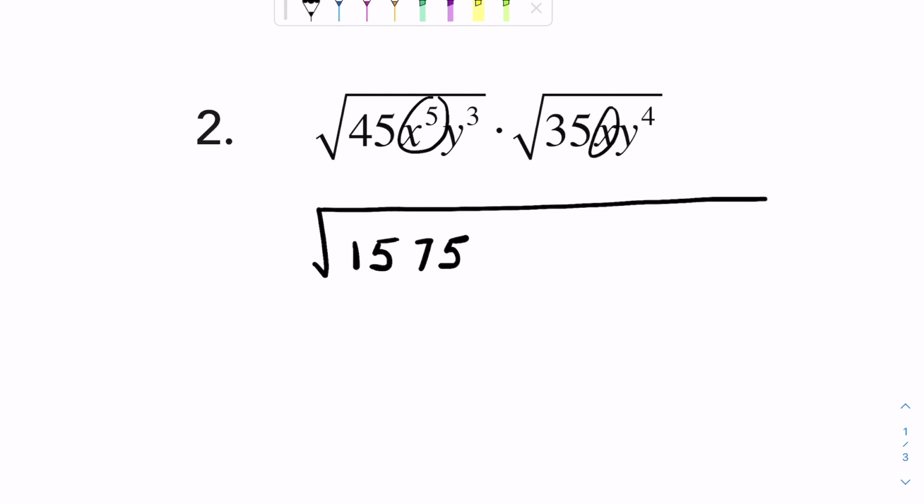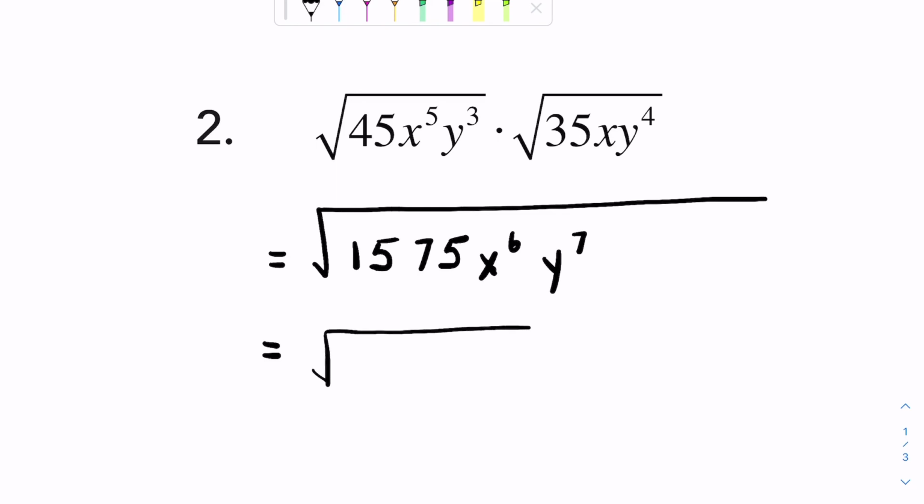X to the fifth times x is going to give you x to the sixth. And y to the third times y to the fourth is y to the seventh. You should check your list for perfect square factors. I know that the largest perfect square factor is 225. This is going to be 225 times 7.